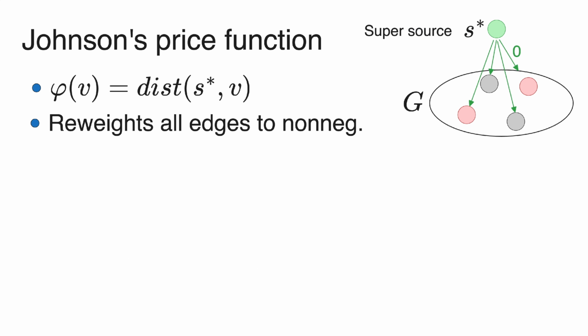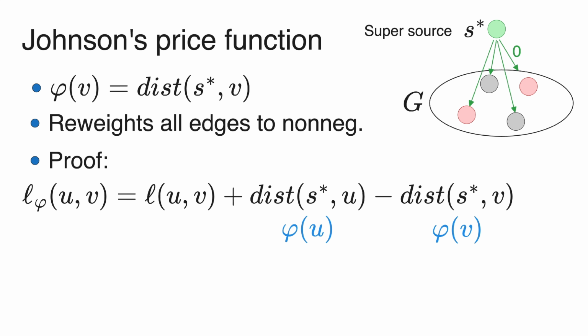But is there a universal price function which can help us turn all negative edges non-negative? In Johnson's paper, he gave such a price function. Basically, in the input graph G, you add a super source, S star, and from S star, you add length 0 edges to each vertex. Then the price on vertex v is the distance from S star to the vertex v, and this can reweight all edges non-negative. The proof is simple.